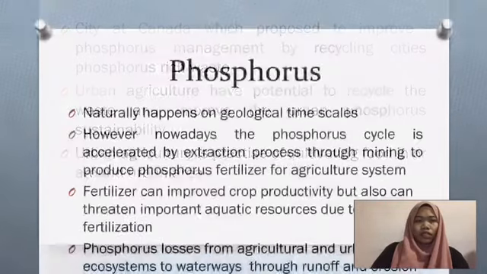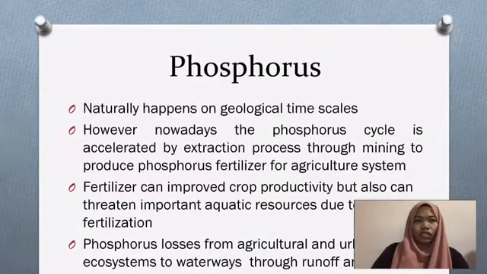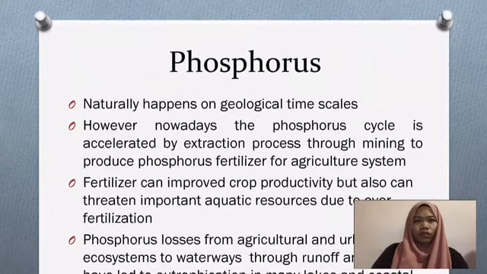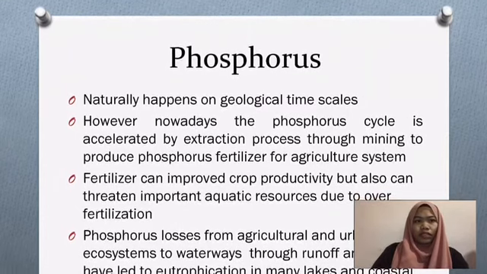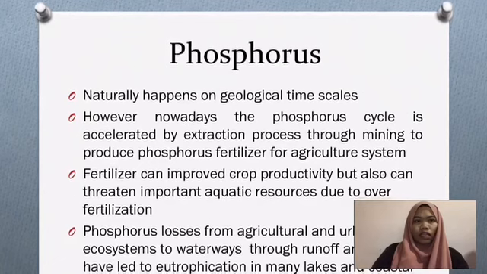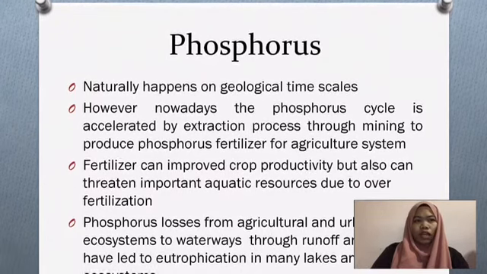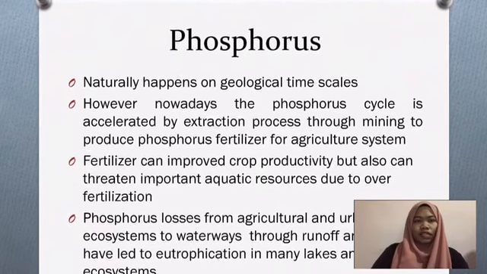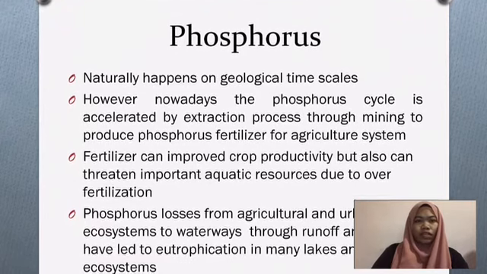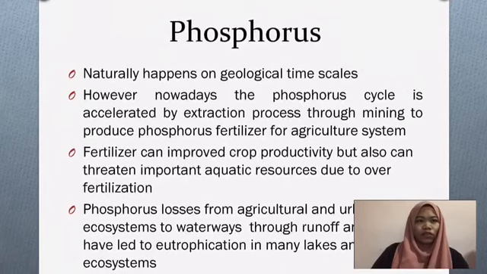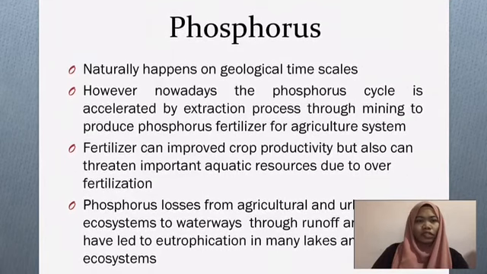Phosphorus is an element that naturally occurs on a geological timescale, where phosphorus is eroded from rocks, tightly recycled through ecosystems, eventually ending up in the ocean where it is reincorporated into sediments. However, nowadays the phosphorus cycle is accelerated by extraction through mining to produce phosphorus fertilizer for agriculture systems.